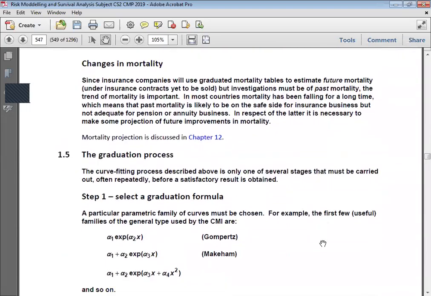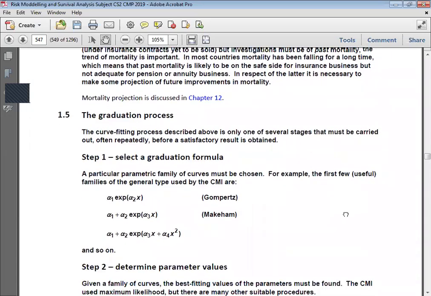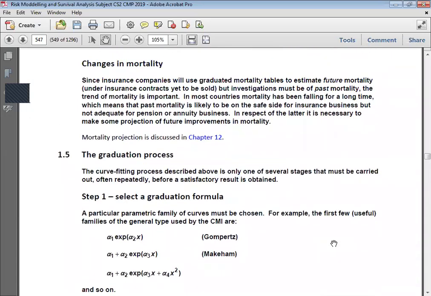Yeah. And here, when they're talking about changes in mortality, we will study this in much more depth in the next chapter, so I'm just going to ignore it. But again, this just says that you should not always put all your eggs in one basket and assume that whatever has happened in the past will continue to happen as it is in the future.